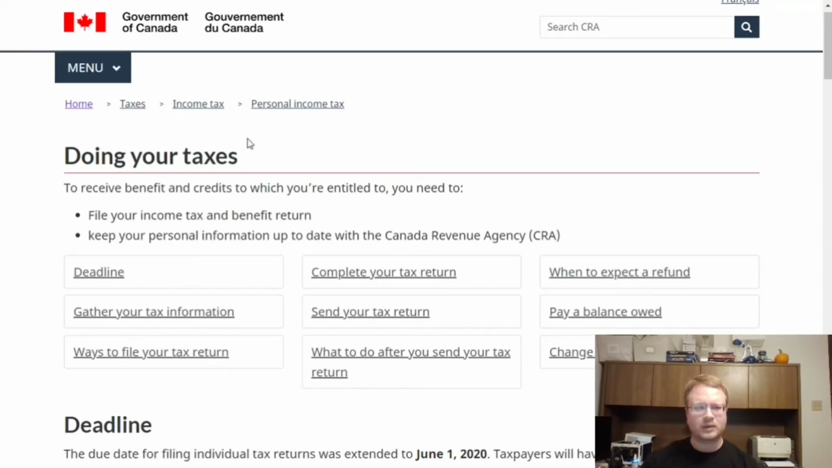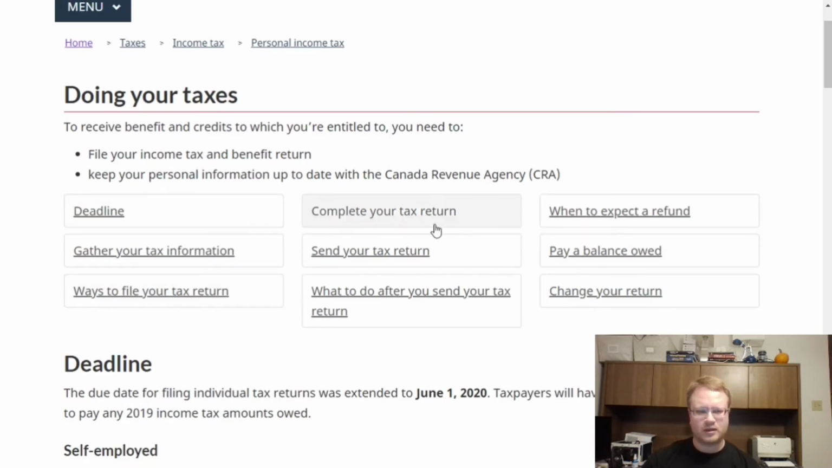There we go. They have a specific section on doing your taxes. And this is the information that's going to be provided here. The deadline, gathering your tax information, ways to file your return, completing your tax return, sending your tax return, what to do after you send your tax return, when to expect a refund, how to pay if you actually owe money, and if you need to change your return. So let's take a look quickly.